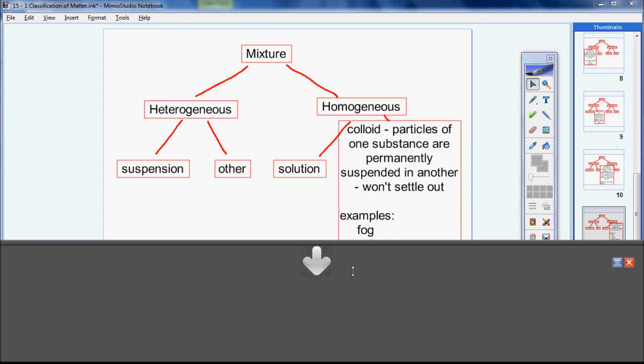One example is fog. Okay, you have fog and you drive through it. The fog is actually little tiny water droplets that are suspended in the air.